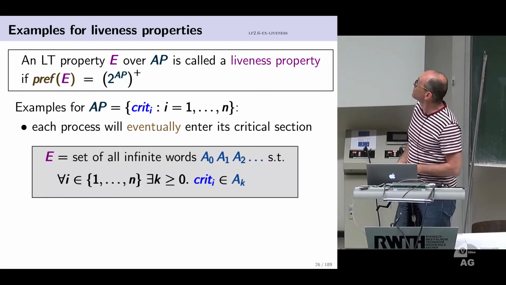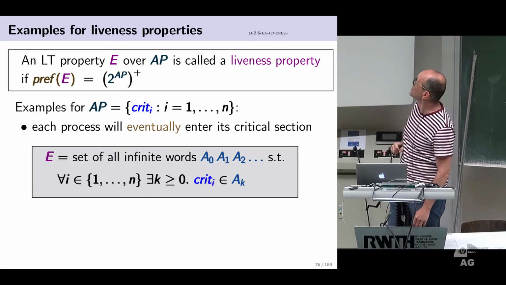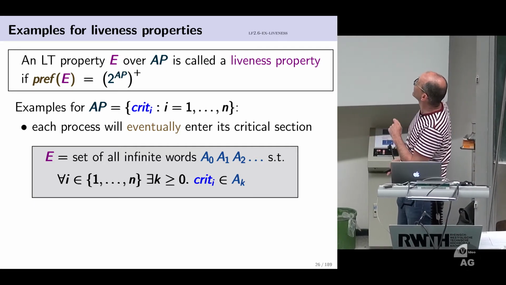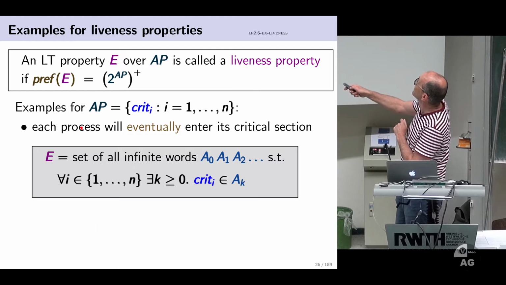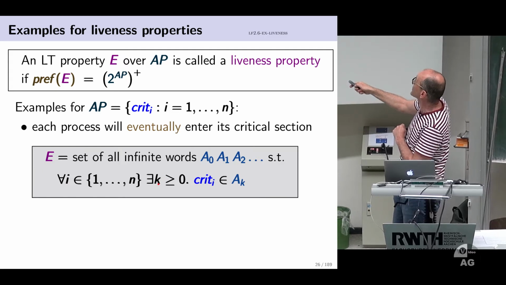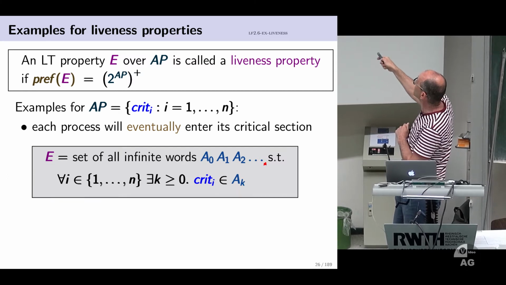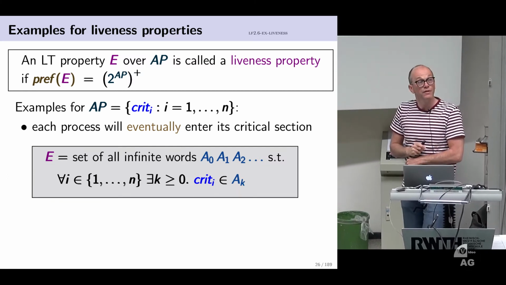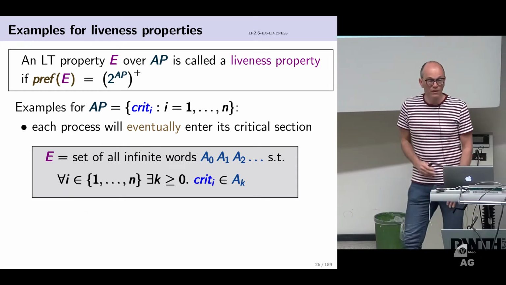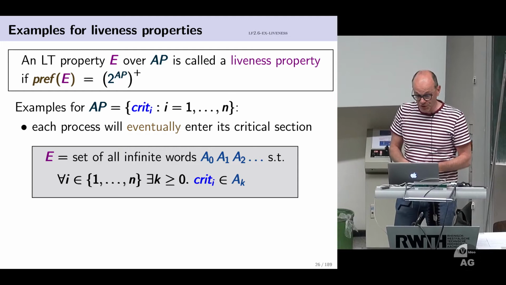So the way to formalize such a property is something like the set of all infinite words. Remember, those A's are sets of atomic propositions. And what do we have to require? Well, we have to require that actually eventually every process will enter the critical section. So if there are n processes, you require for all n processes that there is some index k in this sequence such that at position k, process i is in the critical section. And because you require this for all processes, the universal quantification, then you have specified what is written down here: each process will eventually enter its critical section.